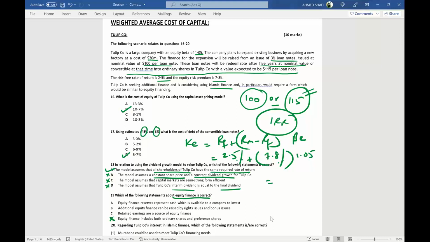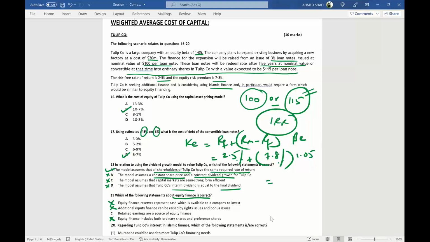B. Additional equity finance can be raised by right issue and bonus issue. Now, this is a statement of maybe basic level ACCA papers. Additional equity finance can be raised by right issue, but additional equity finance cannot be raised by bonus issue. How can you raise additional finance via bonus issue? Bonus issue doesn't give you anything. Right issue gives you cash, but bonus issue doesn't give anything. So you cannot raise additional finance by bonus issue. Wrong.